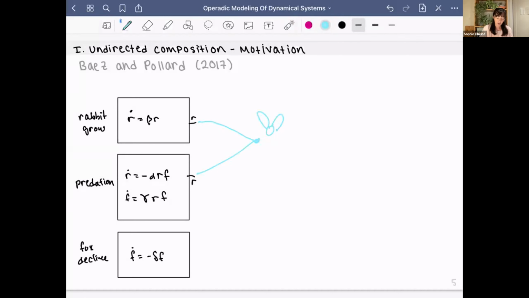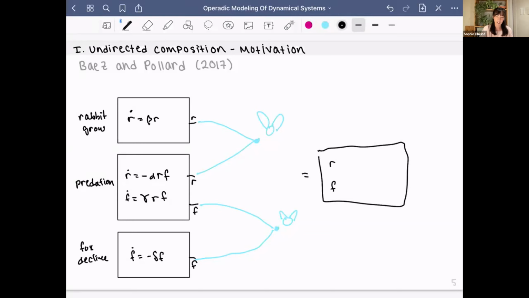Similarly, there aren't 2 fox populations, one that eats rabbits and one that dies off. So again, we're going to expose those fox populations and connect them to this pool of foxes. This is our first example of a compositional dynamical system. So what is the composite? What dynamical system did we get out? We get a single dynamical system that has both rabbits and foxes.